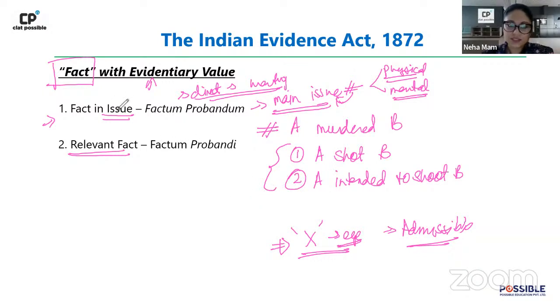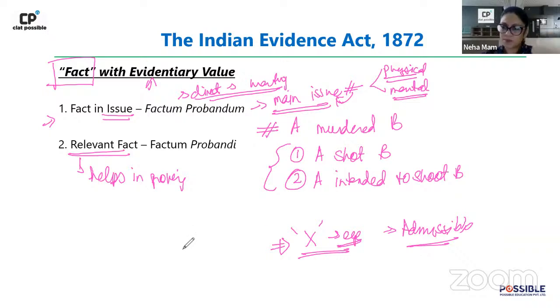So here, this is the direct main point which you have to prove. A relevant fact is a fact which helps in proving your fact in issue. It's something like, you know that A shot B. Now you also have to prove intention, that A intended to shoot B. Now let's say you saw that for the past 2 odd weeks, A and B had been having very vicious fights.